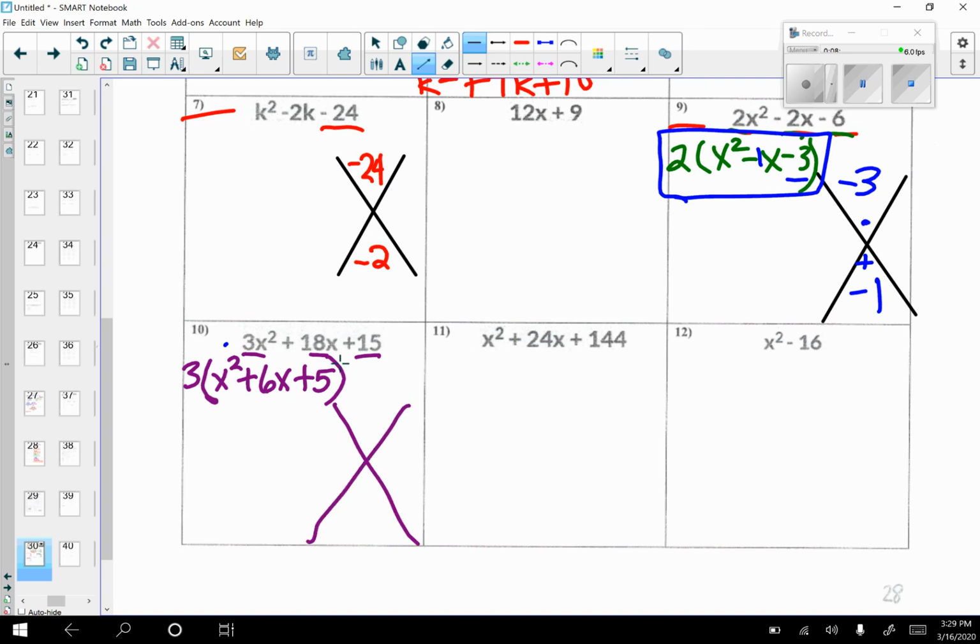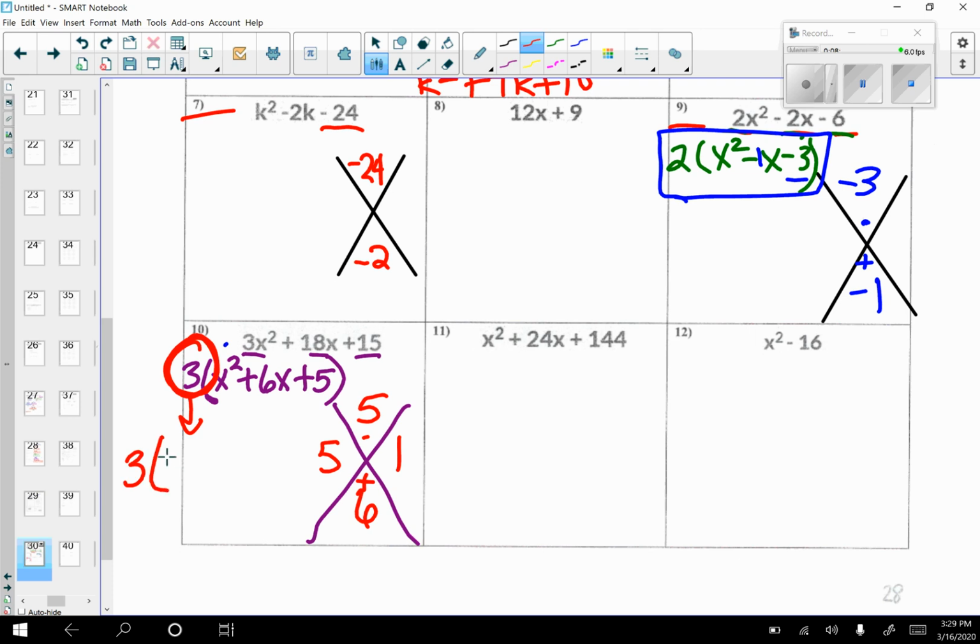I'm trying to find two numbers that multiply to 5 and add to 6. Well, the only two numbers that multiply to 5 are 5 and 1. And do they add to 6? 5 plus 1 is 6. 5 times 1 is 5. So now I'm going to write it in the same format, but I got to bring down my 3. Do not forget that GCF. So that's going to come out in front, and I'm going to have x plus 5 times x plus 1. And that is the simplified form. My GCF is out in front, and I have two binomials here.